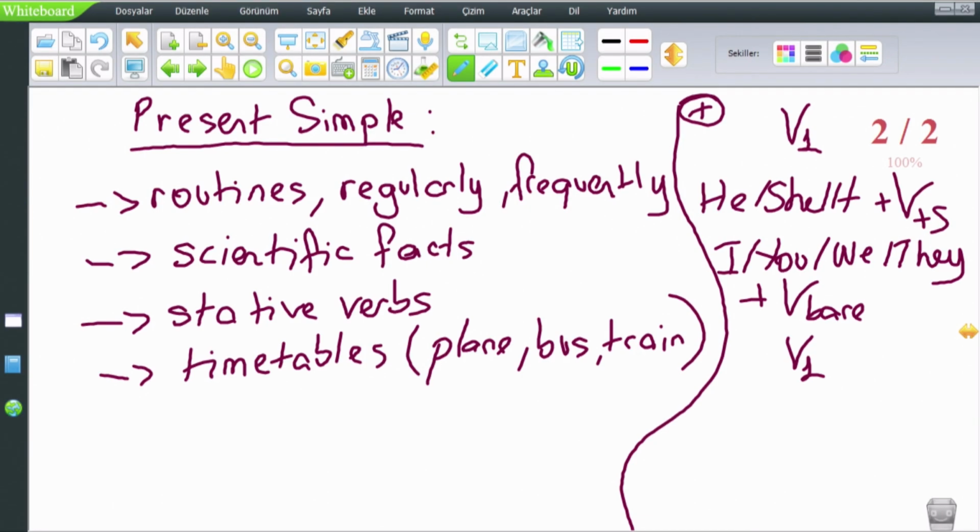Routines, actions that happen regularly or frequently. We can talk about habits. And we are using present simple to make statements about scientific facts. Also, when we are using stative verbs in our sentence. Or we have timetables, which can be boarding of a plane or bus or train. We use present simple in these areas. We will go and examine each of them.